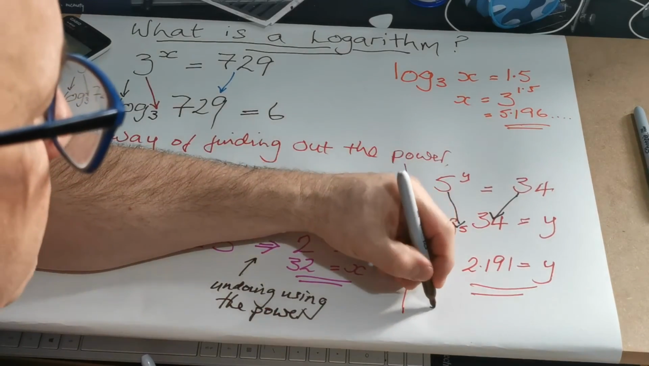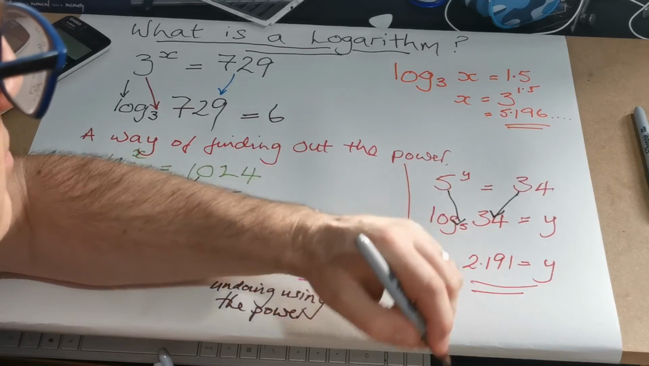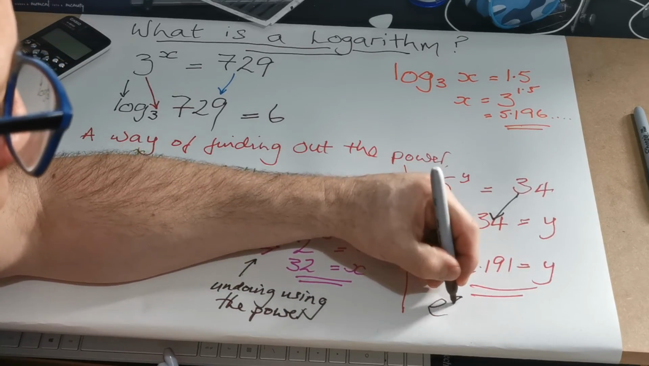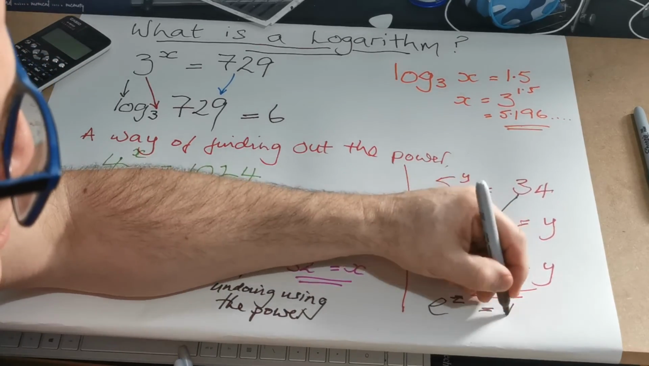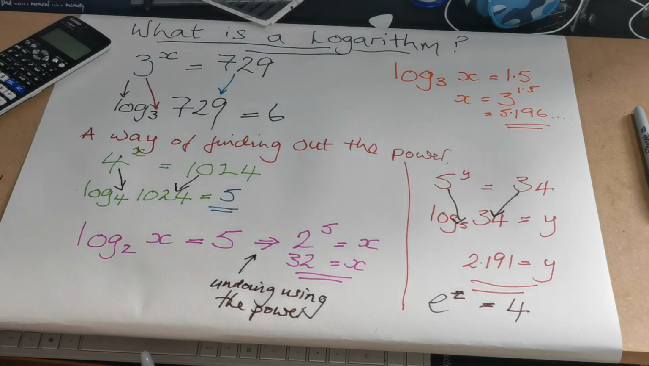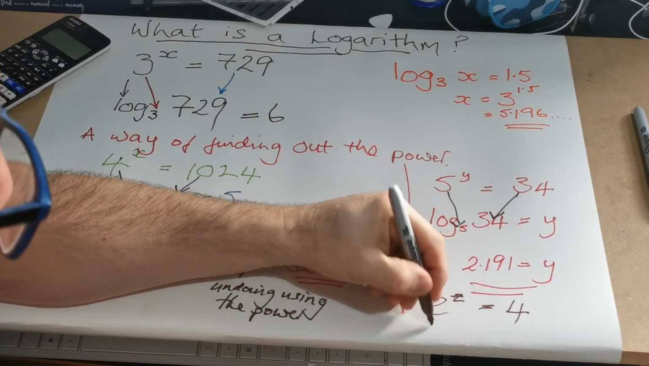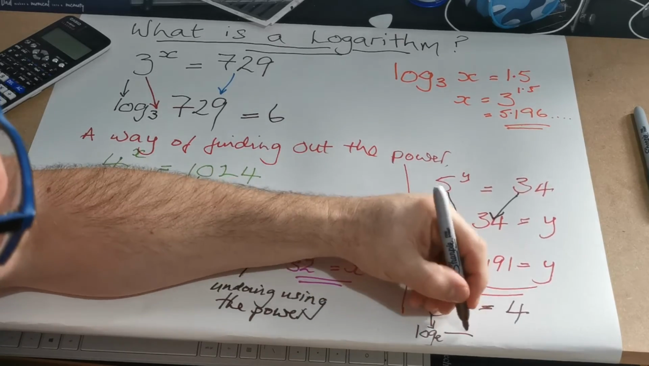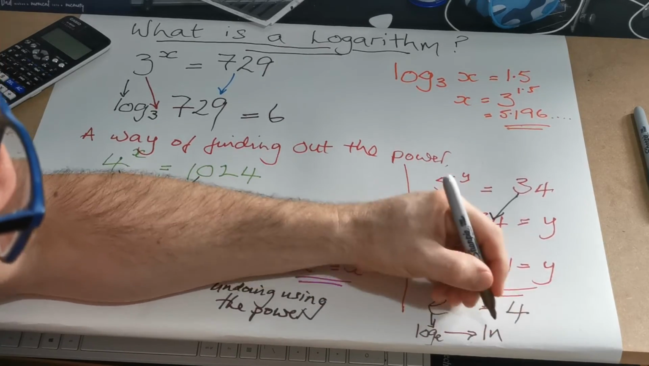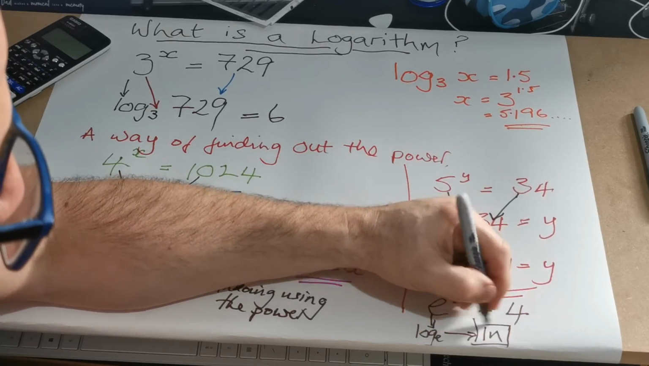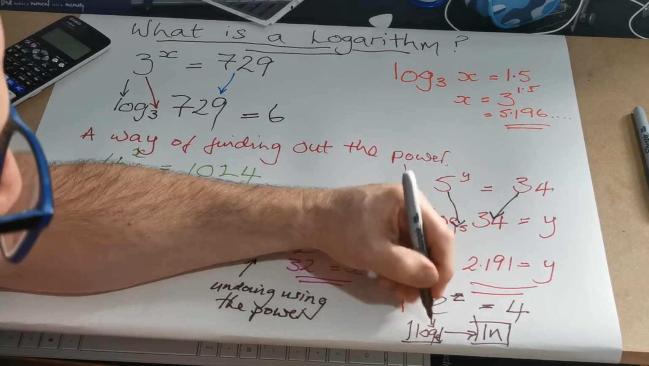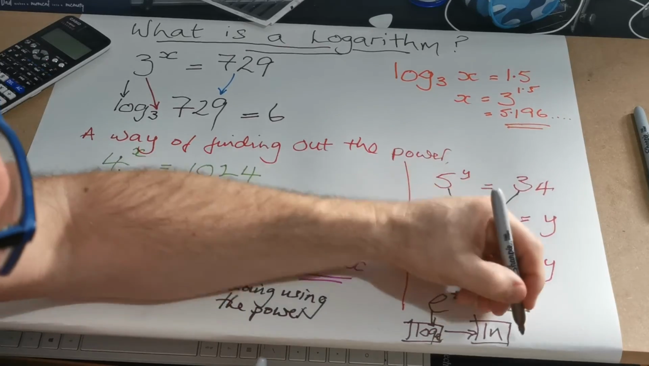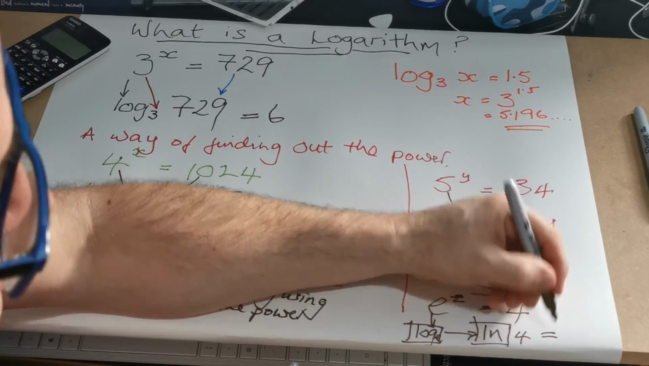Now just one final thing while I'm here. If we were looking at e to the something was equal to that, then e has its own special log. So instead of putting log to the base e, you can use this special button ln, that they mean the same thing. So in here you would put ln for, and that would give you the answer.